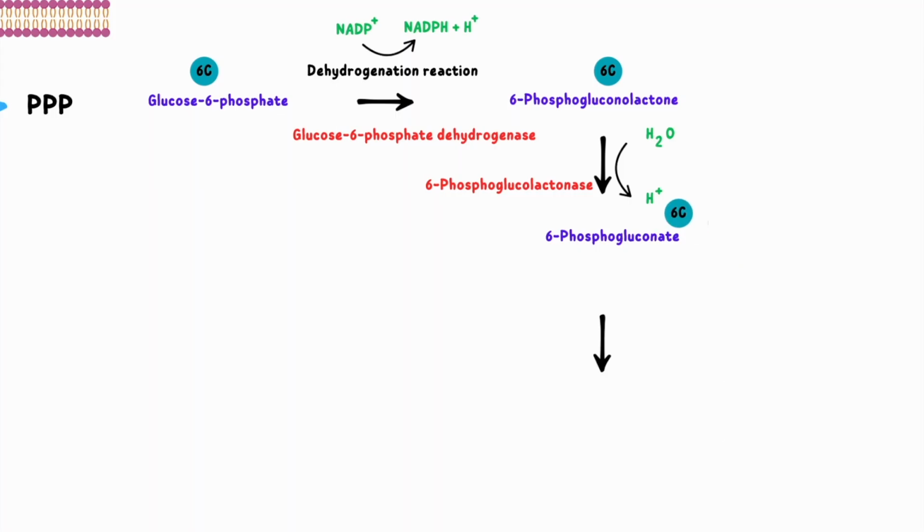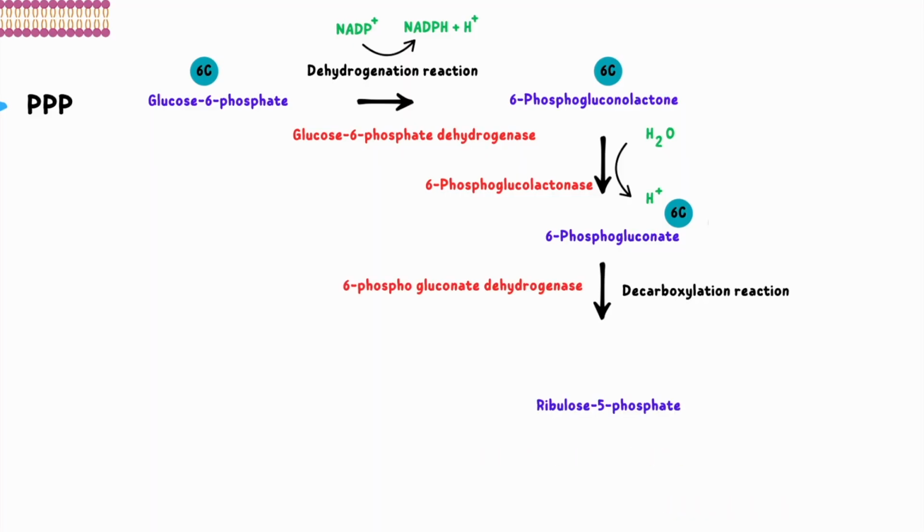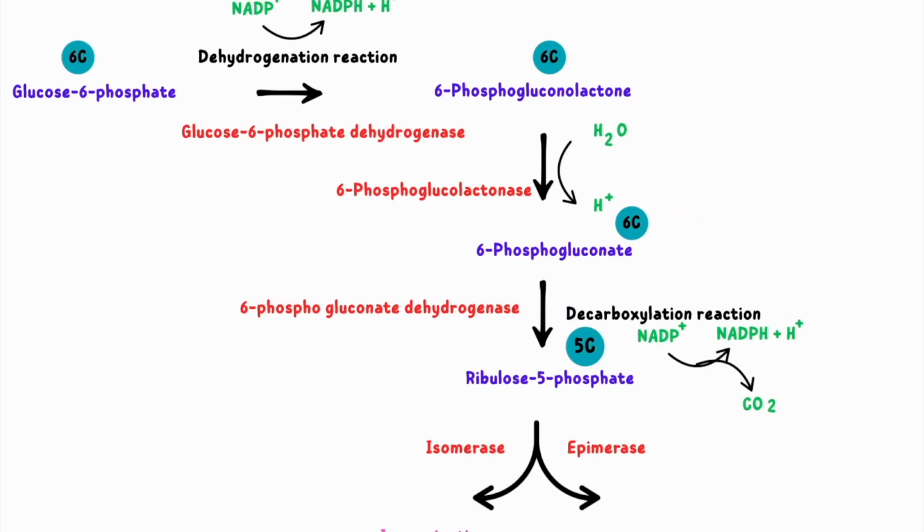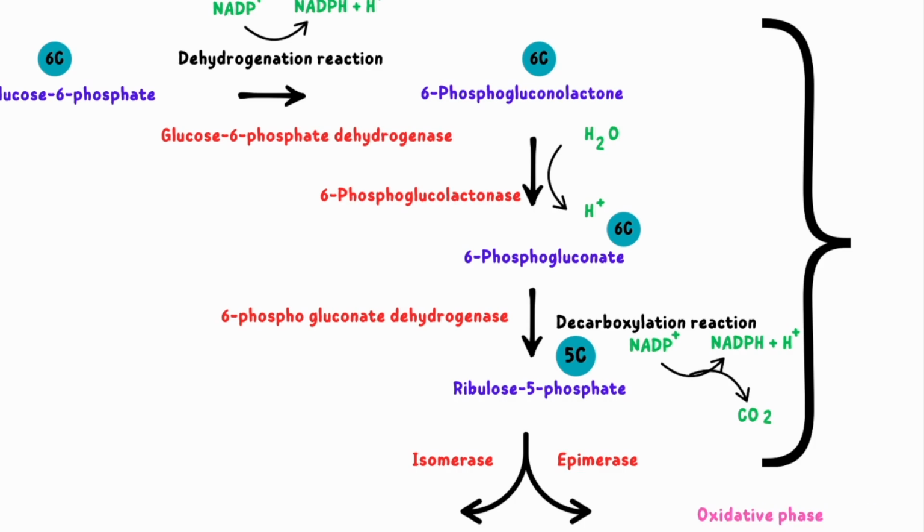The next step is the decarboxylation reaction step, where the molecule 6-phosphogluconate, in the presence of the enzyme 6-phosphogluconate dehydrogenase, converts into ribulose 5-phosphate, and in this process a second molecule of NADPH is produced. Since it is a decarboxylation reaction, CO2 is released. This is the first phase of the pentose phosphate pathway, also known as the oxidative phase, which is irreversible.